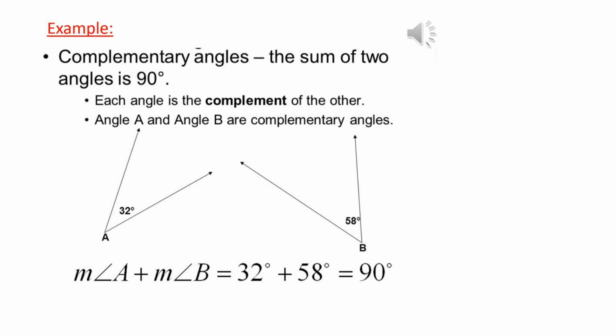To find the complement of an angle, we subtract the angle from 90, okay? Angle A and angle B are complementary angles. The measure of angle A is 32 degrees and the measure of angle B is 58 degrees. The measure of angle A plus the measure of angle B equals 32 plus 58, which equals 90. Then these two angles are non-adjacent complementary angles.